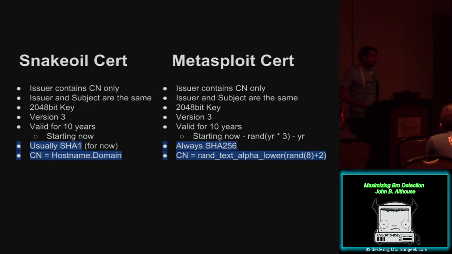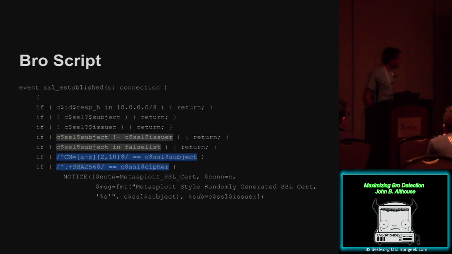Snake oil certs are usually SHA-1, at least for now, until someone patches and fixes the way that those certs are generated. Whereas the Metasploit cert is always SHA-256. And then the snake oil cert's CN is hostname.domain, using uppercase characters if there's an uppercase character in your hostname or your domain. Whereas the Metasploit always uses random alpha lowercase between 2 to 10 characters. So we can actually detect on that, and here's the Bro script for doing it.